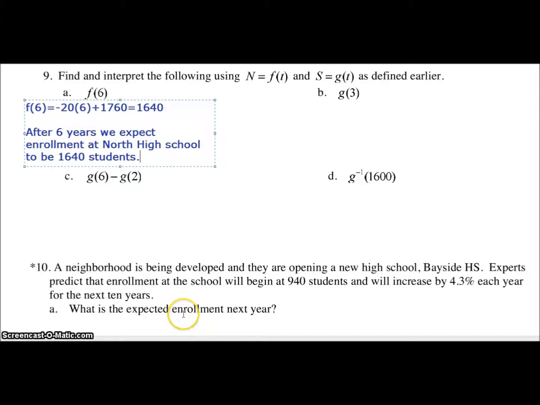Okay, g of 3. Remember that function g of t was 1980 times 0.97 to the t. So we just substitute a 3 in place of the t and we get 1807. That tells us that after 3 years the projected population of students at South High School is 1,807.